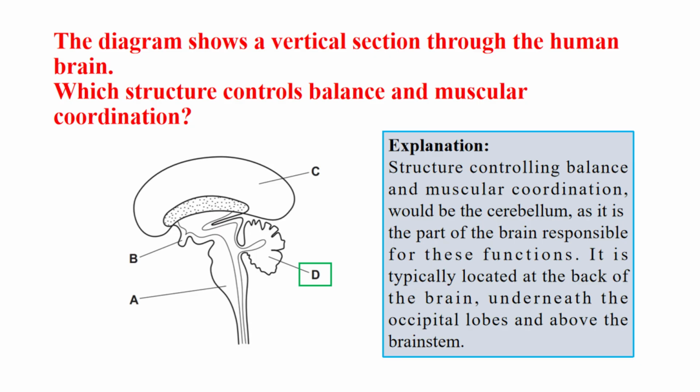Structure D, this is the cerebellum. Located at the back of the brain, underneath the cerebrum, the cerebellum is specifically responsible for controlling balance and coordinating muscle movements. It ensures that our movements are smooth and well coordinated. So, to answer the question, structure D is the cerebellum, and it is the one that controls balance and muscular coordination.